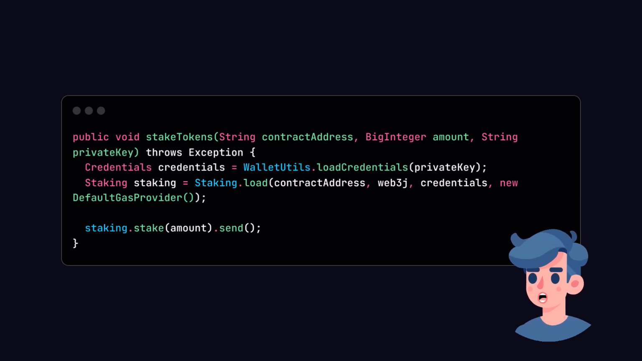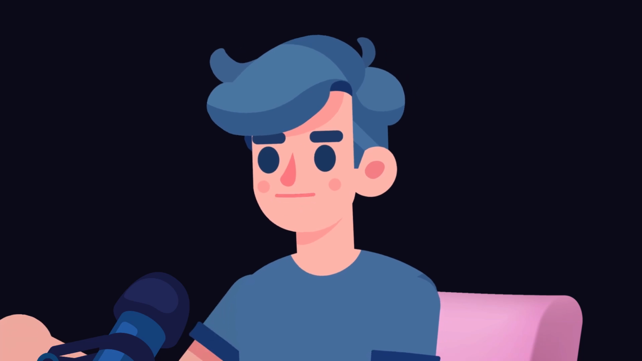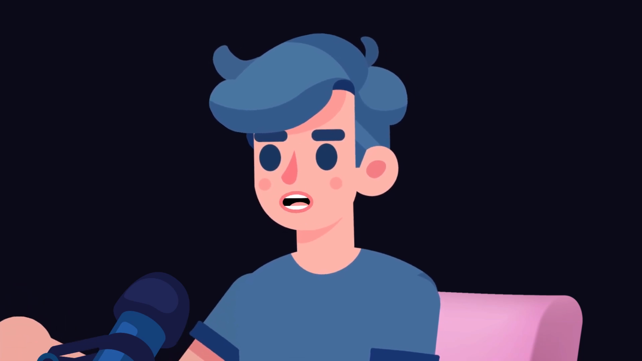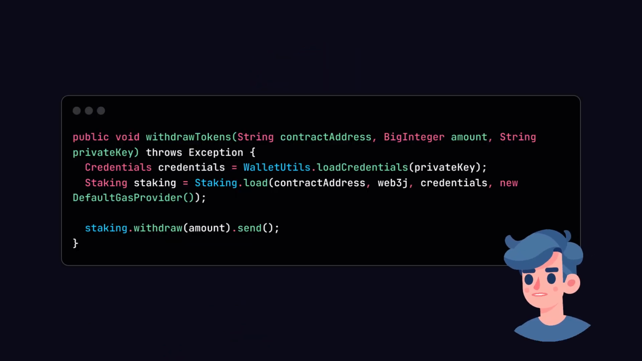Now, we must add methods to interact with our smart contract like staking and withdrawing tokens. Here, we create a method called stakeTokens that allows users to stake an amount, given their private key and the address of the deployed contract. Note that you must handle exceptions effectively during real implementations for better user experience. Next, let's implement the withdraw functionality. This will be similar to the stakeTokens method, just for the withdrawal process.